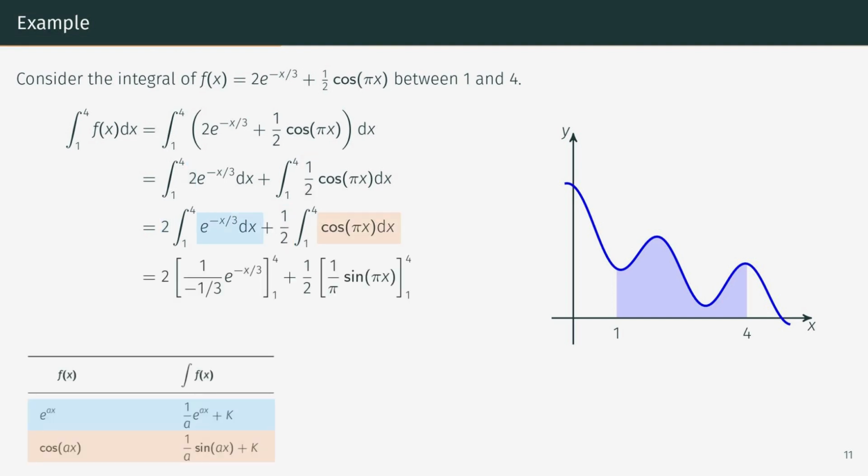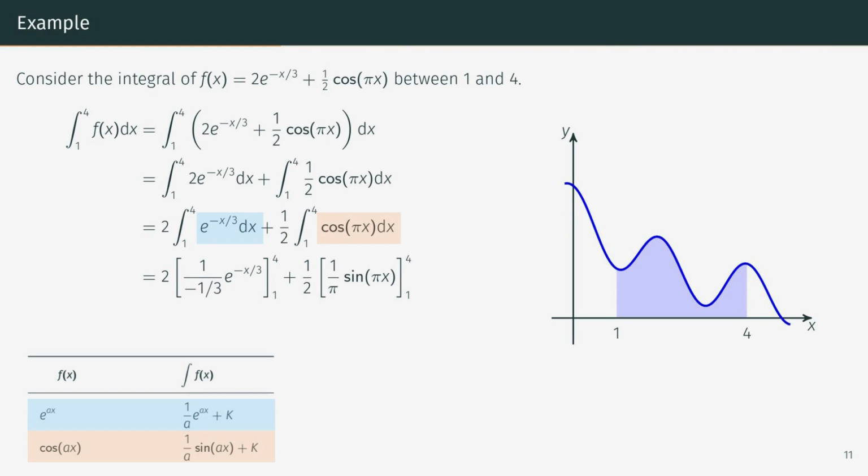Then we use the table of basic antiderivatives to apply the integration. The first integral has e to the negative x over 3. So looking at the table, we can see that here a is equal to negative 1/3. So the result is 1 over negative 1/3 e to the x, or e to the negative x over 3. The second integral has a cosine of pi x. And again, looking at the table, we can see that a is pi, and so the result is 1 over pi sine of pi x.